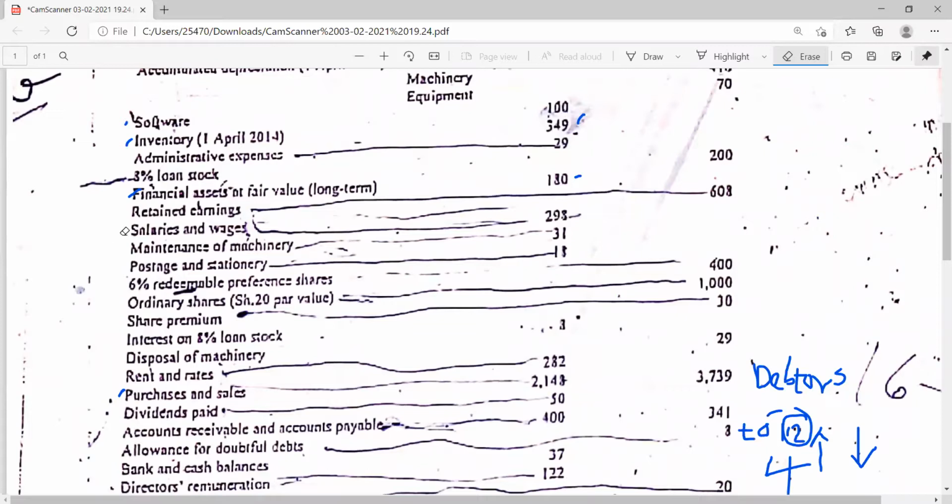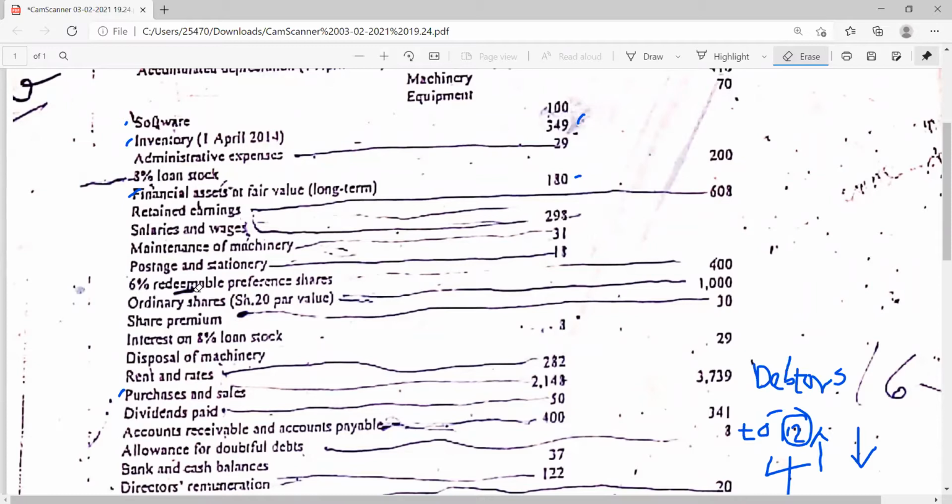Because already things like salaries and wages we have done with those. So maintenance, then we move to postage and stationery. So after postage, I want to record them so that you would be giving me the figures.